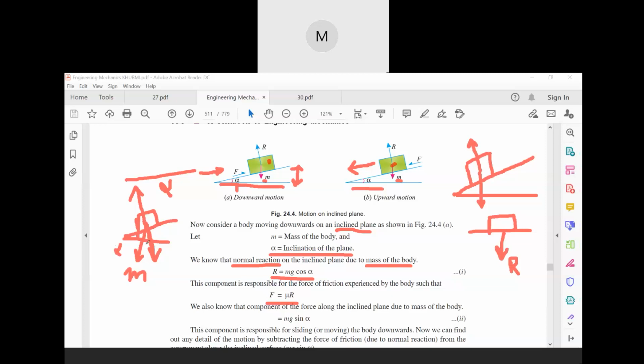So this angle, this is also alpha. Remember, it is a basic principle. This one will also be alpha because of geometry. Now if this is alpha, then we can write like this, no?